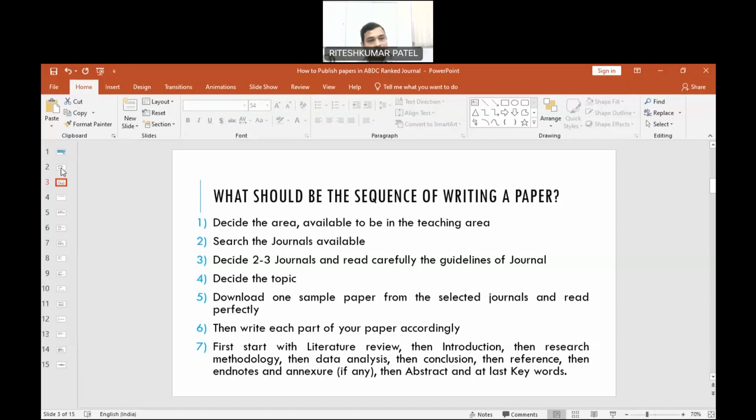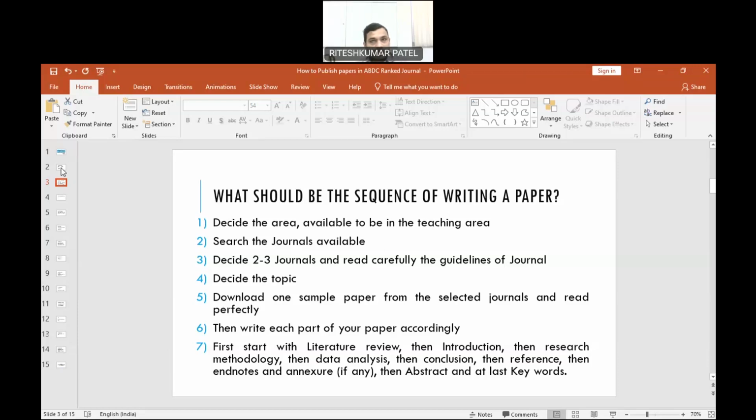Then, whichever journals you find, you need to explore them and decide on 2 to 3 journals, and you need to read the guidelines of these journals very carefully. When you decide on 2 to 3 journals and read the guidelines very carefully, you will be able to know how you can manage it and how it can go.